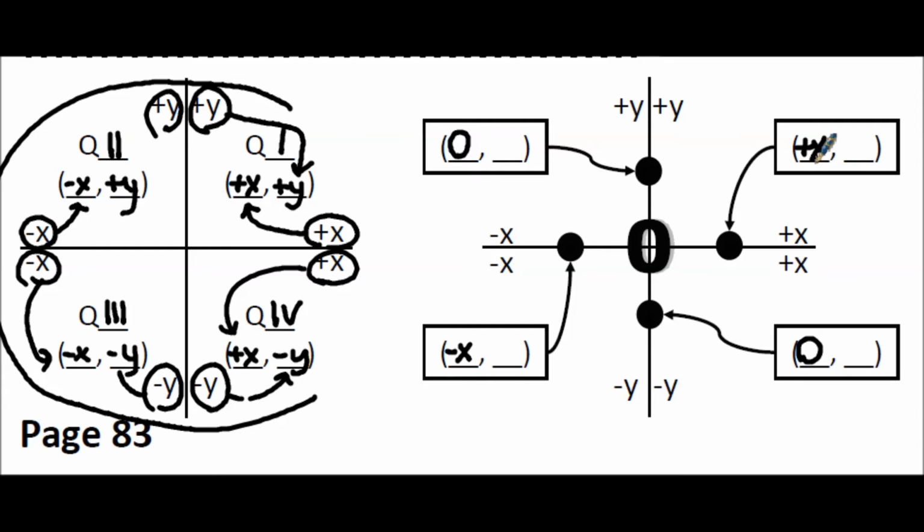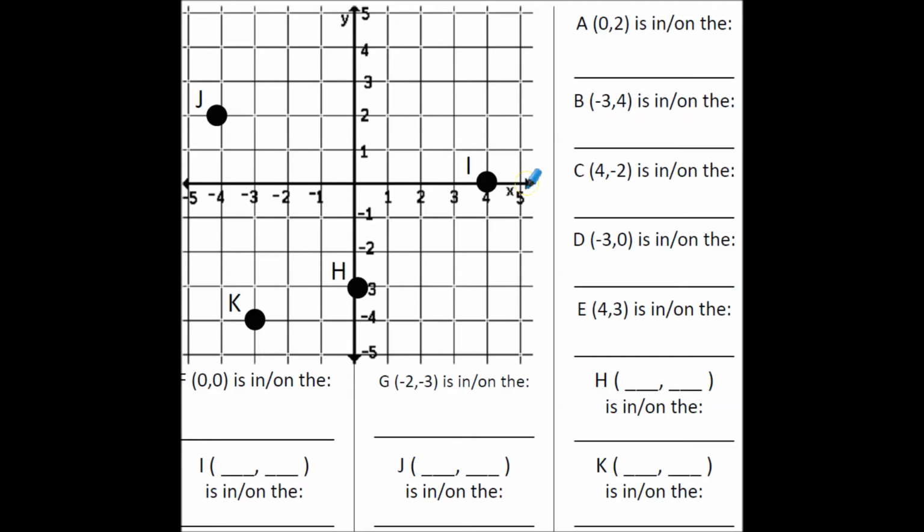Now if we're looking at the y-coordinates, we have 2 points that are on the x-axis, and we'll have 0. So if we go up, we'll have a positive y. If we go down, we'll have a negative y. But if we're in the center, we are going to have 0 for our y-coordinate.